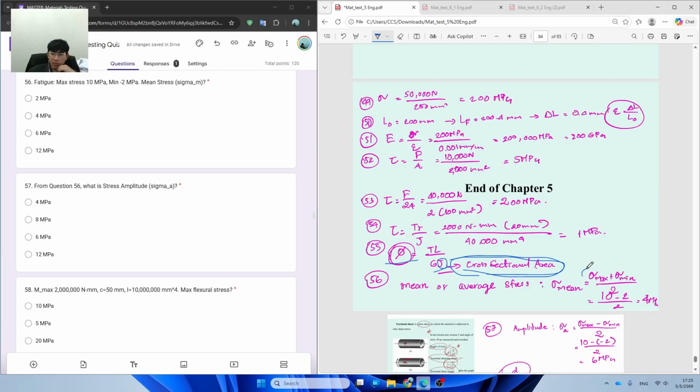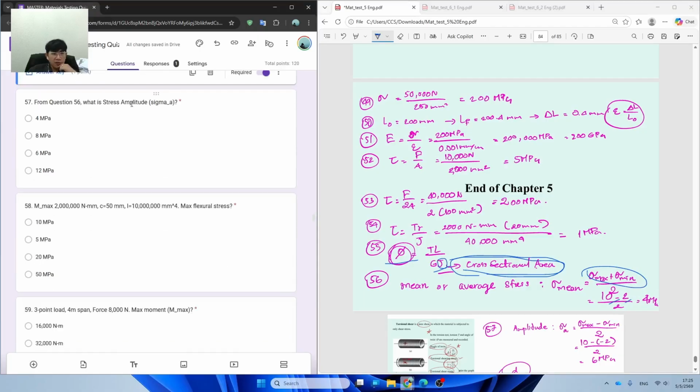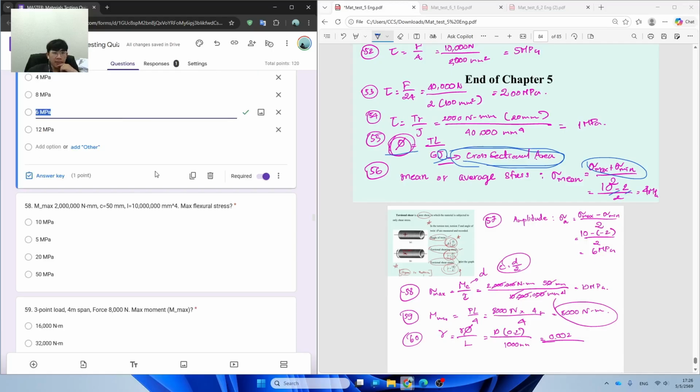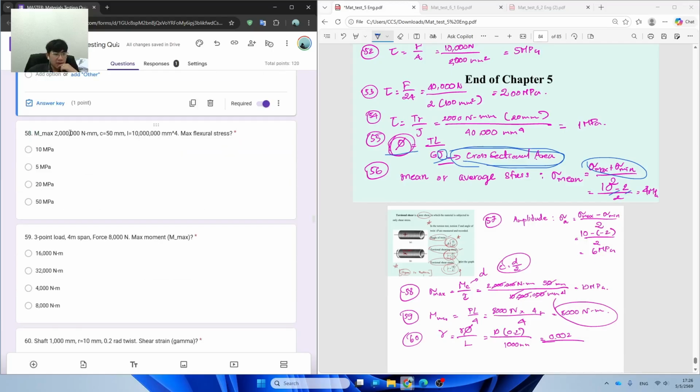And for the fatigue, if you would like to find the mean stress or the average stress, it is going to be equal to max plus min divided by 2. So in this example, it's going to be 10 minus 2 divided by 2, going to be 4. For the amplitude, sigma A is going to be max minus min, so 10 minus minus 2, plus 12 divided by 2, going to be 6. And the maximum flexural stress can be calculated by Mc over I, and then if we substitute everything in, it's going to be equal to 10 megapascal.